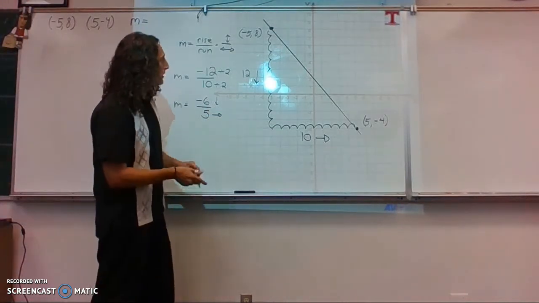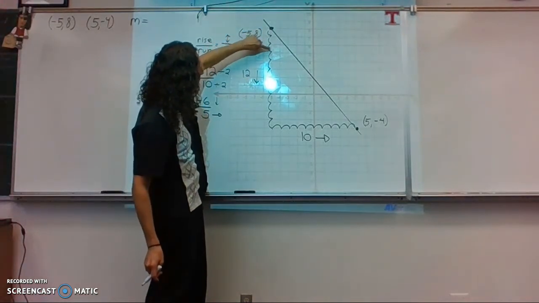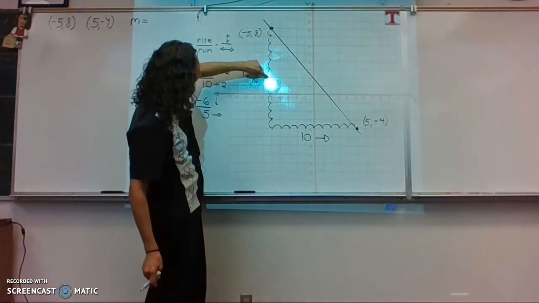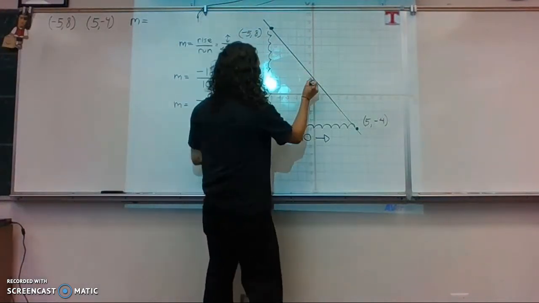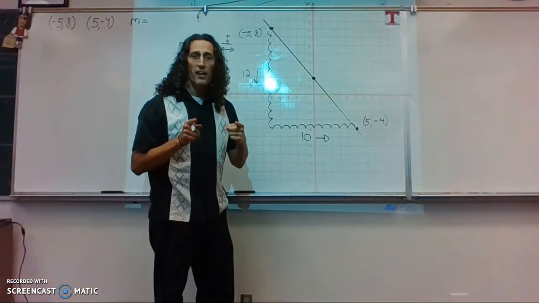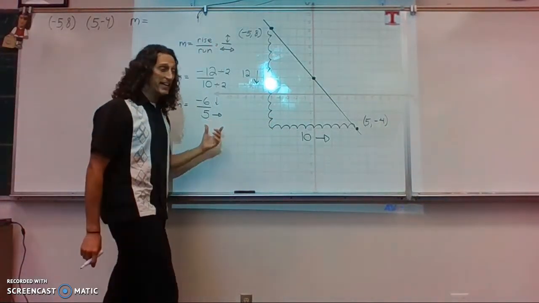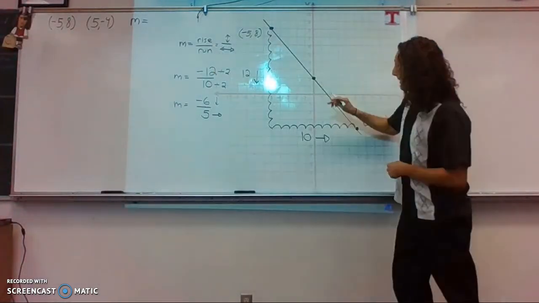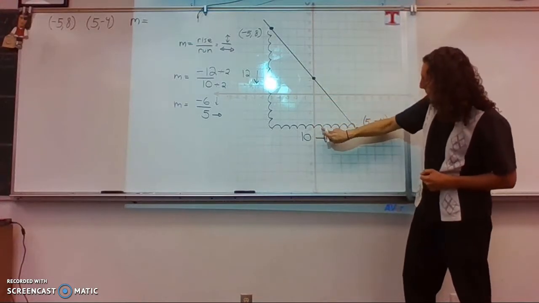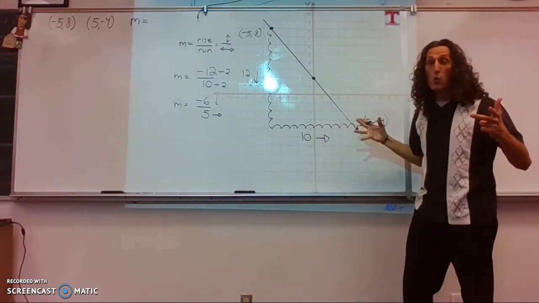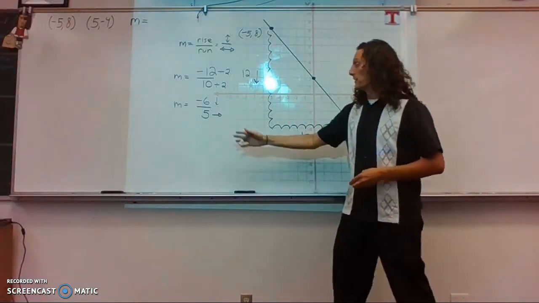Let's check that out. I'll start up here. I'm going to go 1, 2, 3, 4, 5, 6, and then count over 5: 1, 2, 3, 4, 5. Boom, right on the line. Perfect. Let's see if I count down 6 and over 5 again and land on our last point. So again, starting from here, 1, 2, 3, 4, 5, 6, then 1, 2, 3, 4, 5. Boom! There we are. So this did not mess up the slope of this line. It's simply reduced.